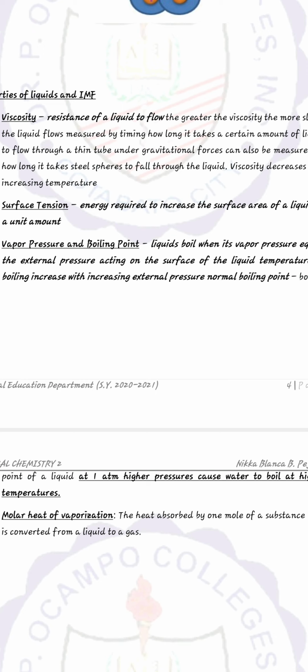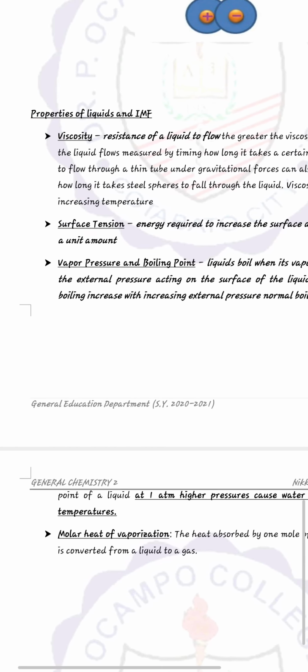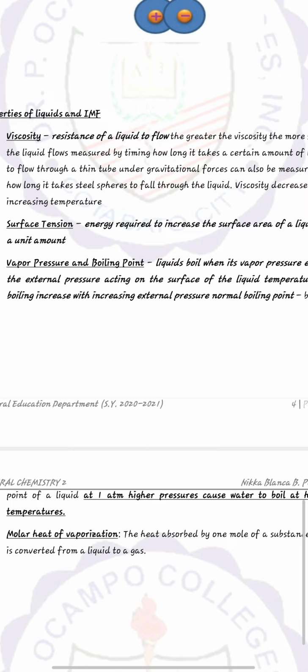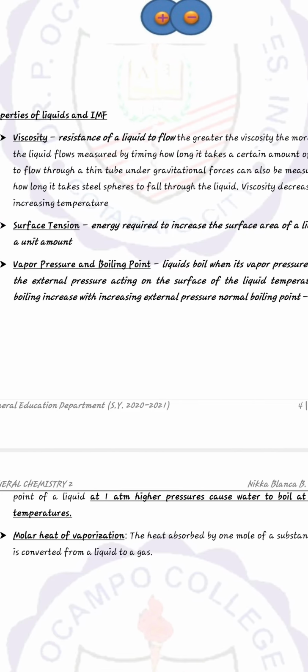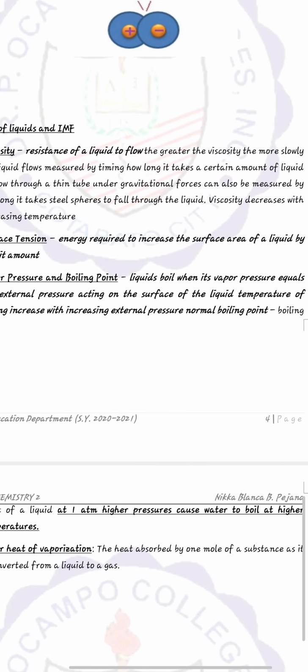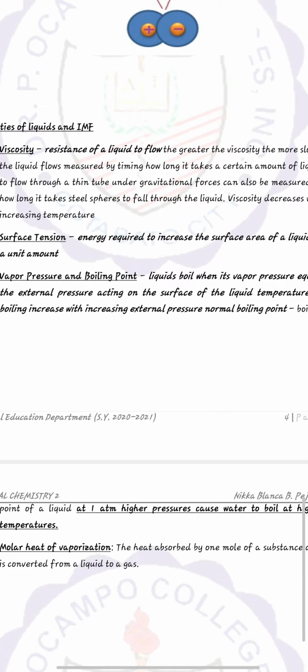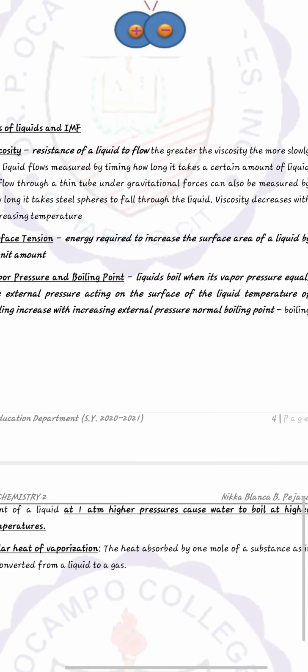So, viscosity is only a property of a liquid. It is a power of a liquid. Why? Liquid is the only state of matter that has the ability or resistance to flow. Okay? So, to explain it further, the greater the viscosity, the more slowly the liquid flows, measured by timing how long it takes a certain amount of liquid to flow through a thin tube under gravitational force. It can also be measured by how long it takes steel spheres to fall through the liquid.